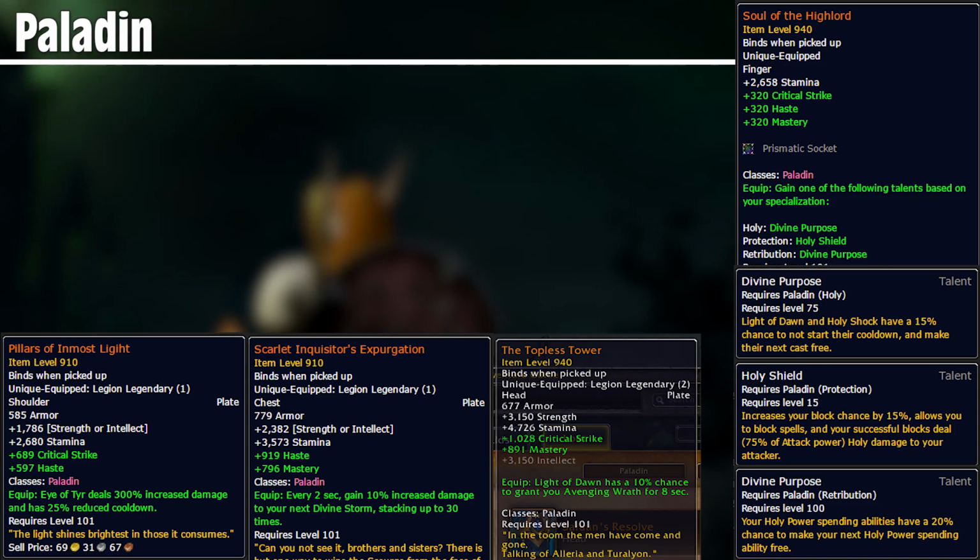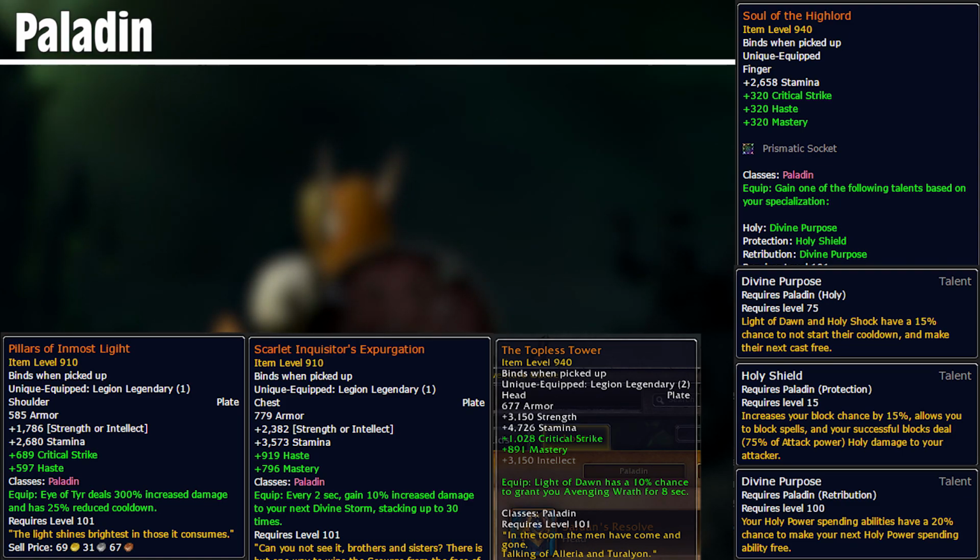For WoW's greatest class, they get the Pillars of Inmost Light on their shoulders. This makes the Eye of Tyr deal 3 times the damage and have a 25% reduced cooldown. The Scarlet Inquisitor's Expurgation goes on the Paladin's chest. This creates a slowly stacking debuff. Every 2 seconds, they gain 1 stack up to 30, and for each stack used, they'll do 10% increased damage to their next Divine Storm.